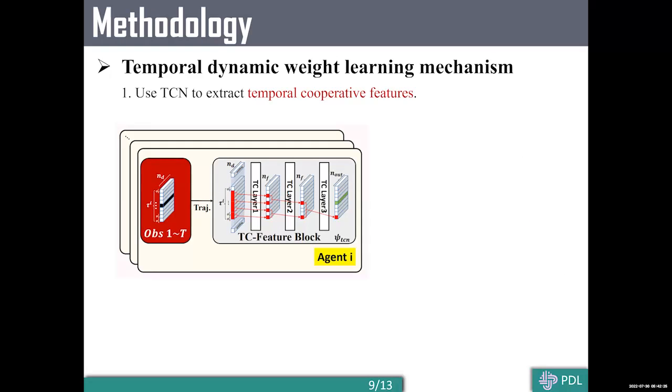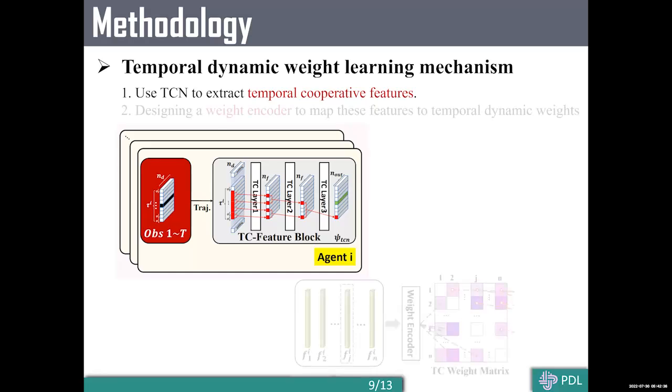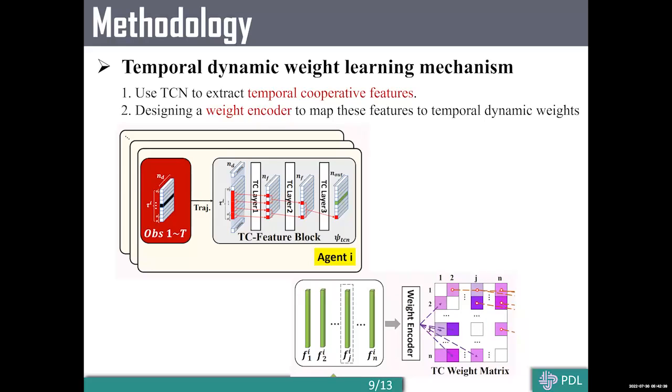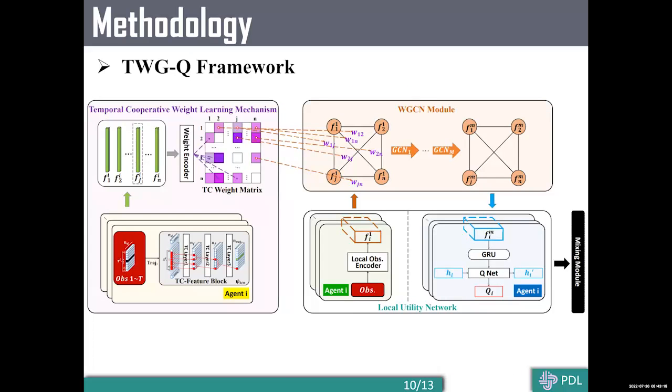Here we talk about our temporal weight learning mechanism. First, we use a TCN temporal convolutional network model to extract temporal cooperative features. Then we design a weight learning mechanism consisting of a weight encoder to map the temporal cooperative features to the temporal dynamic weights. These weights are then embedded into edges on the global graph. At this time, the weight reflects the strength of the cooperative relationship between agents. This mechanism can alleviate the problem that the cooperative relationship between agents fluctuates dramatically over time.